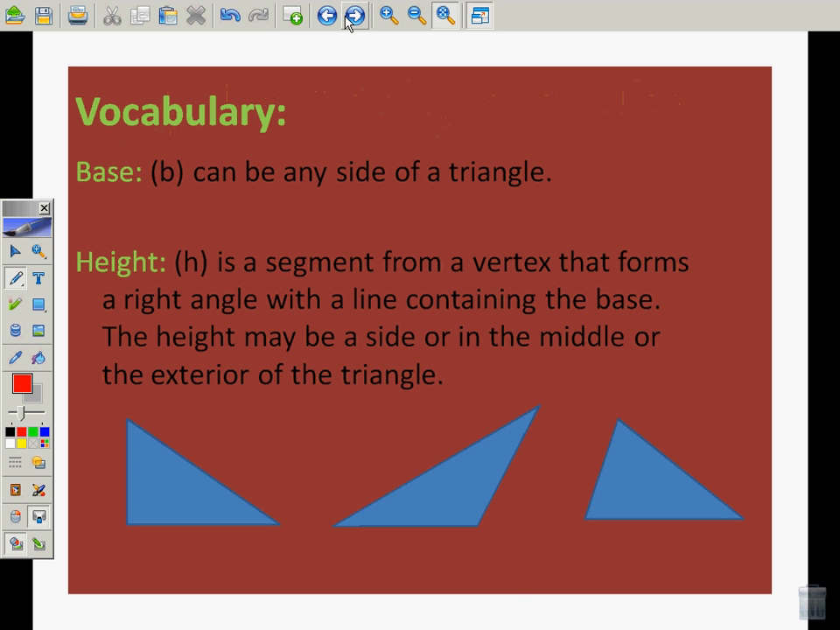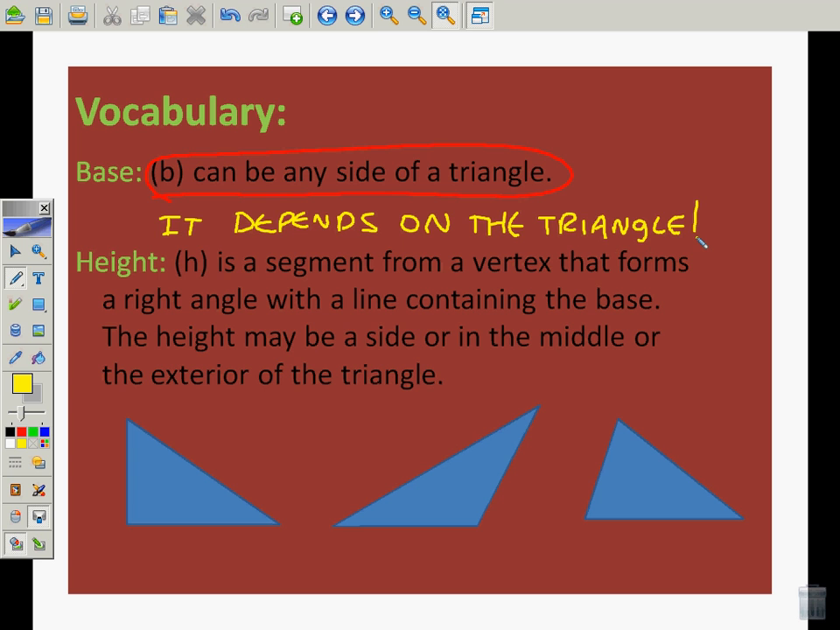Now, in this part, very important, once again, this vocabulary. The base can be any side of a triangle. It's very important that you remember this. It can be any side of the triangle. It depends on how it is rotated. It depends on the triangle.